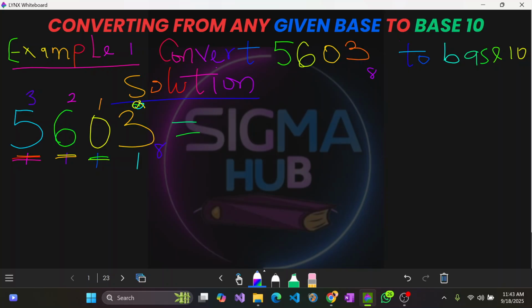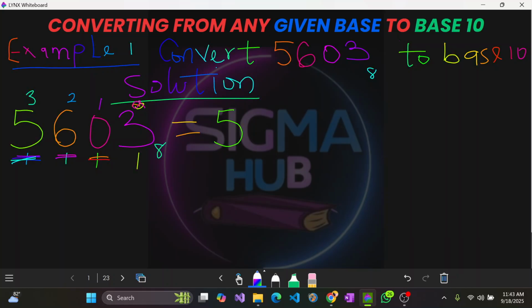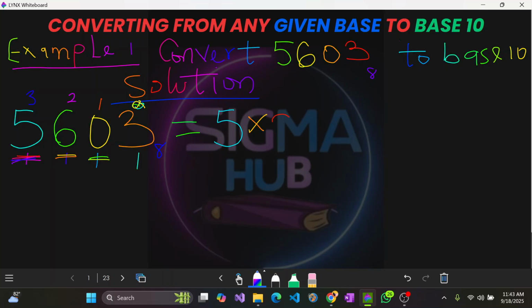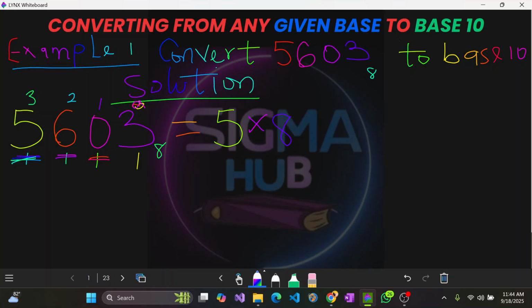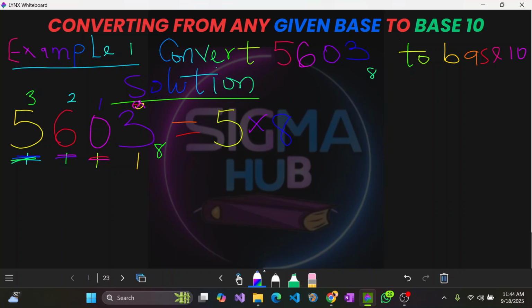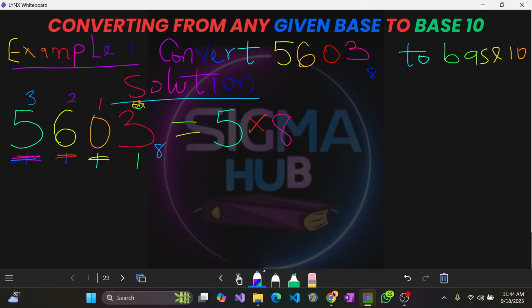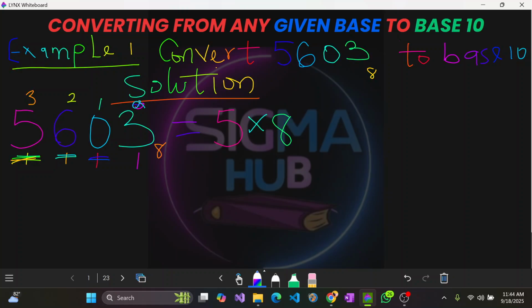So how do we go about this? Using expansion, I'll have the first number here, which is 5, multiplied by the base given to you, which is 8. If you are given base 4 here, of course you can't have 5 and 6 under base 4. The digits under base 4 should be 0 to 3: 0, 1, 2, and 3. If you are given base 9, then I'm going to multiply 5 times 9. So you multiply by the base given to you. That's how to convert to base 10.